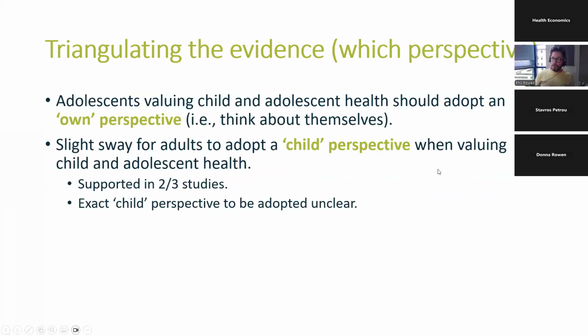In terms of what's common about which perspective, this adolescents adopting an own perspective, which is perhaps unsurprising, but there is sort of intuitive support for adolescents thinking about themselves, and there's a slight sway out of the 3 studies for adults over 18 to think about a child when they're valuing child and adolescent health. So that was supported in study 2 and 3, but what child perspective is used is unclear. So we know EuroQol, for example, have gone with think about a 10-year-old child, but there's not consensus that that's the right thing to do at the moment.